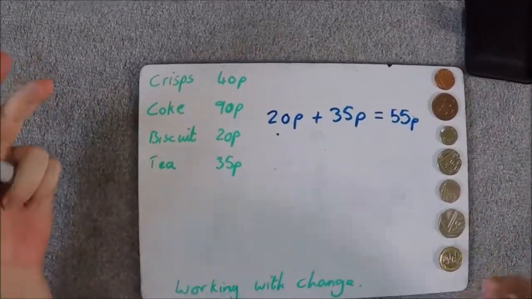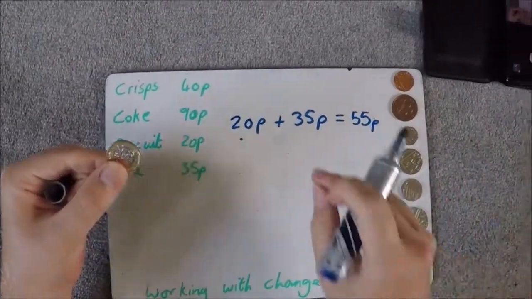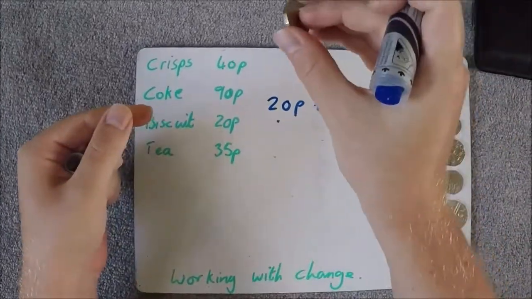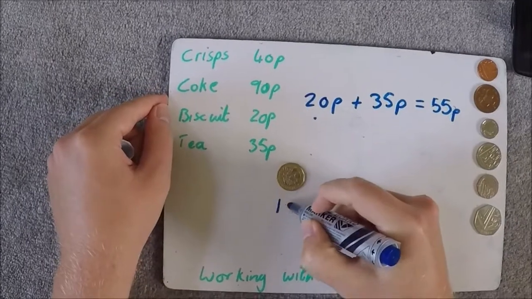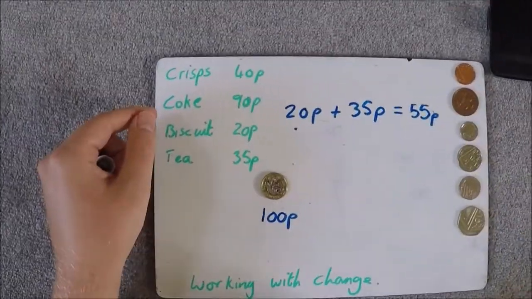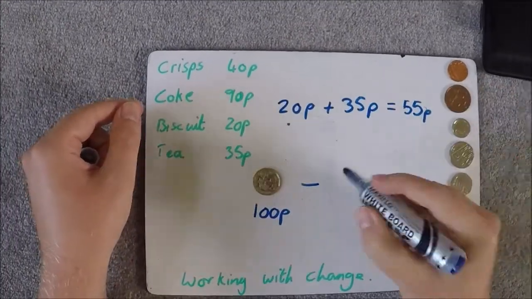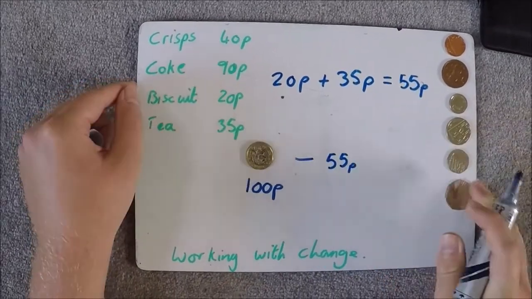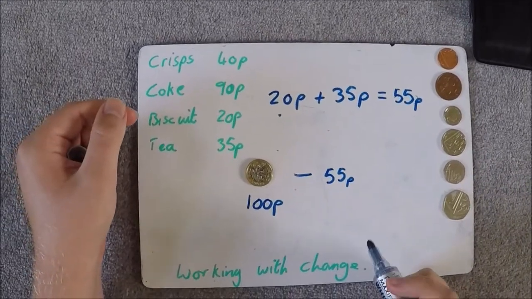Now, I might only have in my wallet or my purse £1. I might not have exactly 55p to pay for that. So I've got my £1, and I hand that over to the shopkeeper. Now remember, your £1 is 100 pennies, so you can think of that as 100 pennies or 100. It's costing us 55p for our tea and biscuits. So our calculation is 100 minus 55.